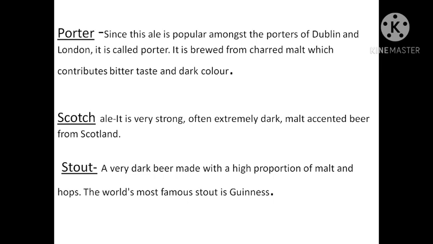Another one is stout, a very dark beer made with a high proportion of malt and hops. The world's most famous stout is Guinness. It is recorded in the Guinness book. Guinness is the name of the famous beer. Okay, moving to the next slide.